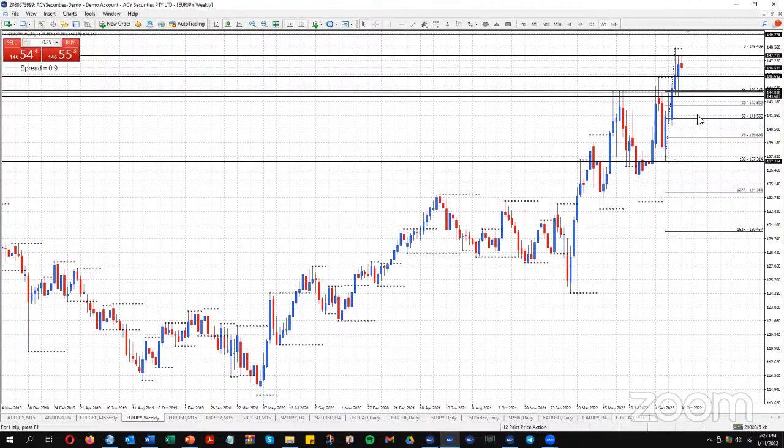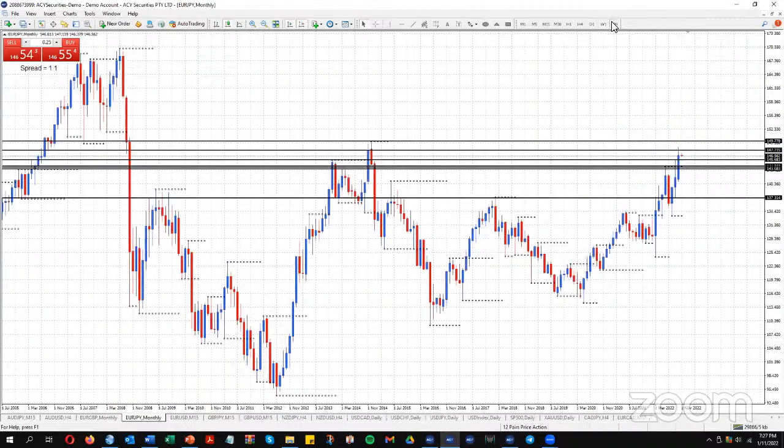So the 62 level will come in at 141.55. Are we having a corrective measure down? As well, when you look at the bigger time frame, monthly, we're very high up here.